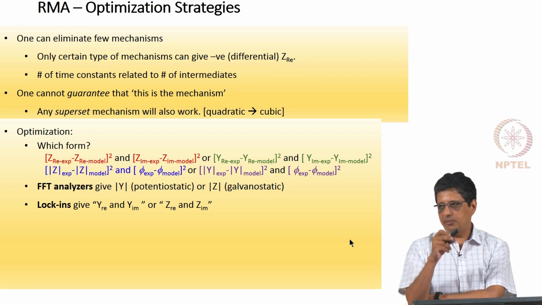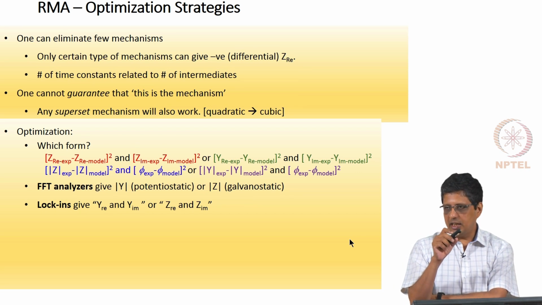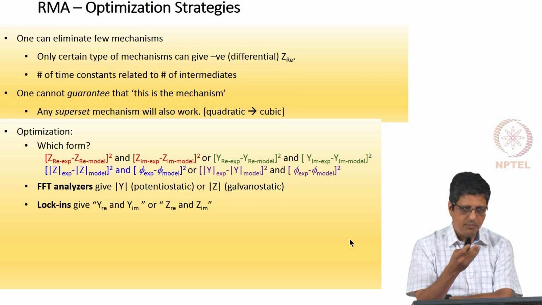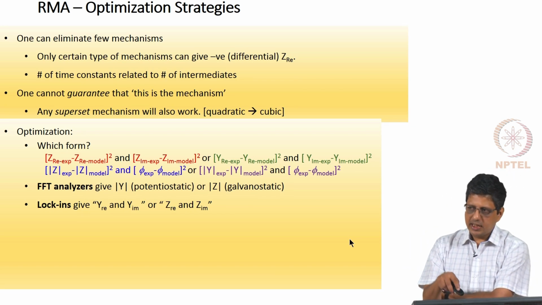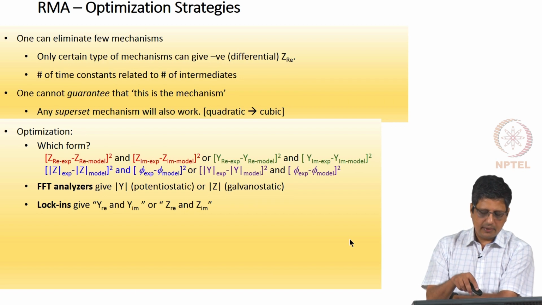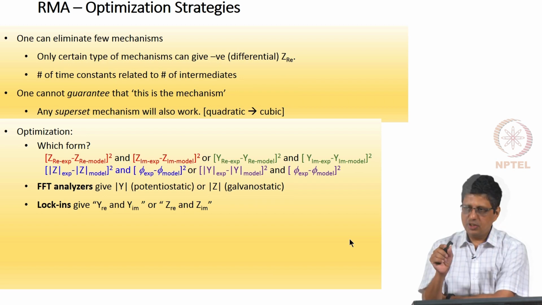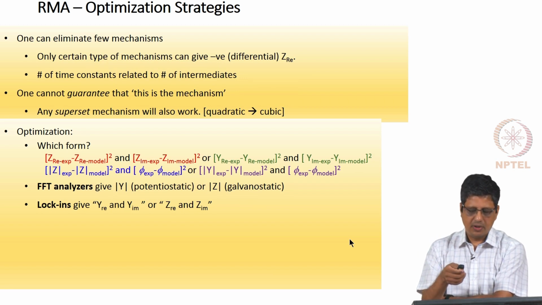That is why in potentiostatic mode, ideally you should use KKT in the admittance mode. But many times impedance mode also seems to work because it is stable under galvanostatic conditions. So, we typically use impedance. Similarly, if you are measuring in galvanostatic mode, you should find the error between the magnitude of the impedance in the model and experimental, and likewise you should do the difference in the phase.